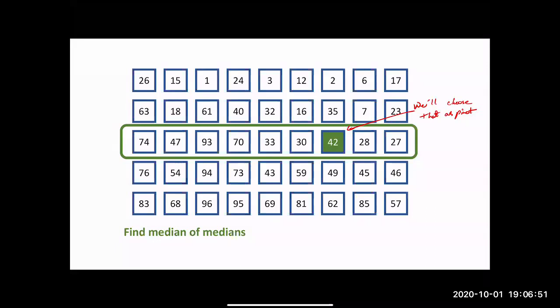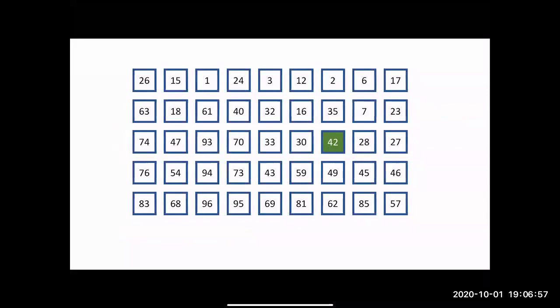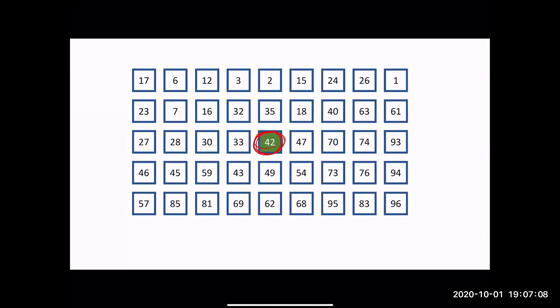I would say that this pivot is pretty good because if we rearrange the arrays according to their median values, like so, this median of medians appears right in the center, which is good. It's exactly where we expect it to be.